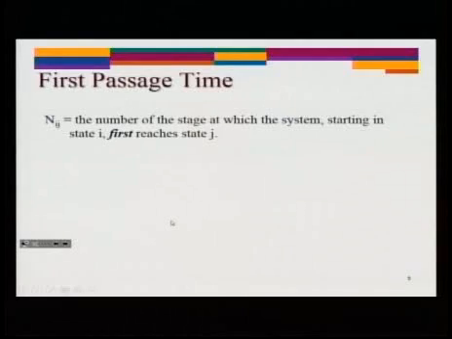So last time we talked about the first passage time, right? That is represented by capital N sub ij, and that represents the number of transitions made in going from state number i to state number j for the very first time. Okay, here the keyword is the first. So keep in mind that the first passage time is the number of transitions made that the process is going from state i to state j for the very first time.